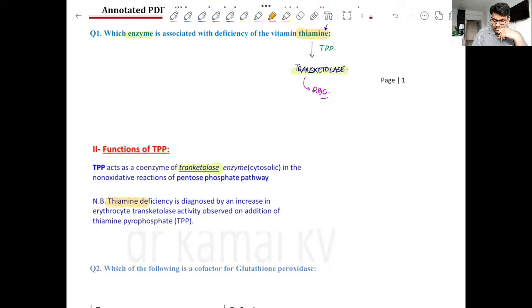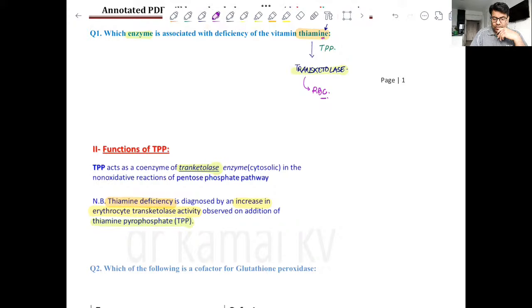So thiamine deficiency is diagnosed if we add thiamine pyrophosphate, that is TPP, and this results in increase in the red blood cell transketolase activity. Clear? So just remember few terms.